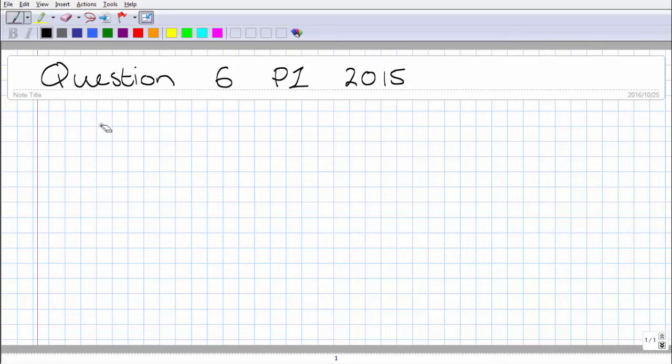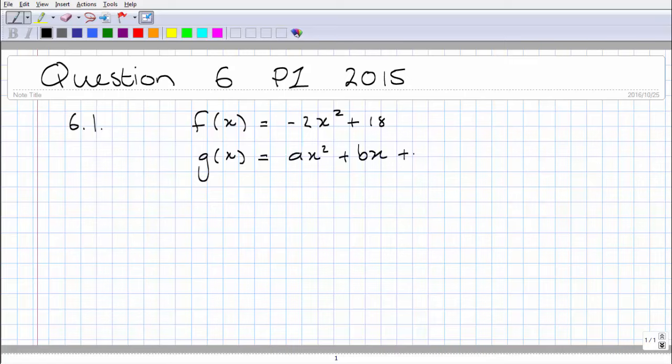In fact, let's just write down 6.1, and we know that f of x is equal to negative 2x squared plus 18, and g of x is equal to ax squared plus bx plus c. So 6.1.1, it says calculate or write down the coordinates of T. And it says there that T is the intercept of f and g.